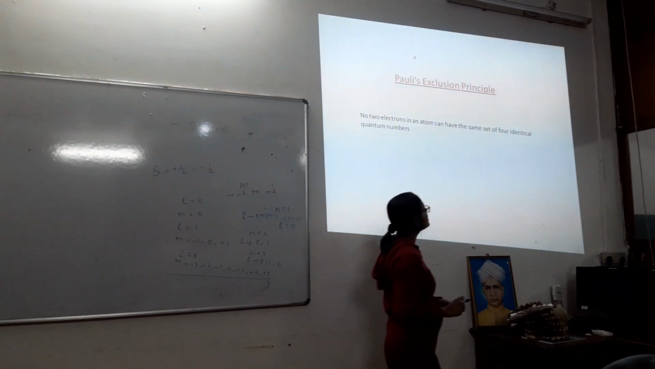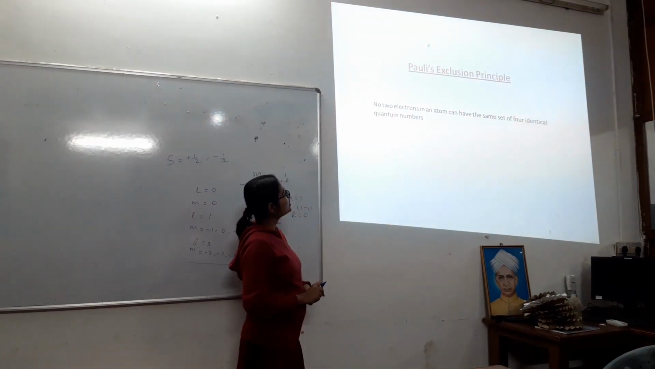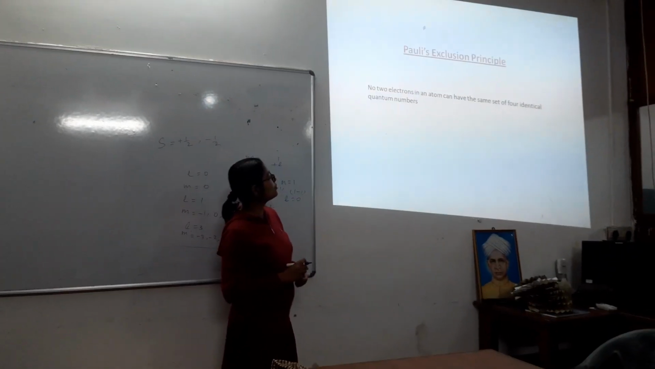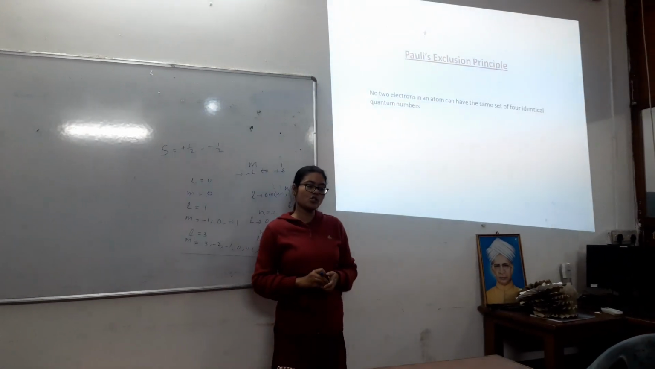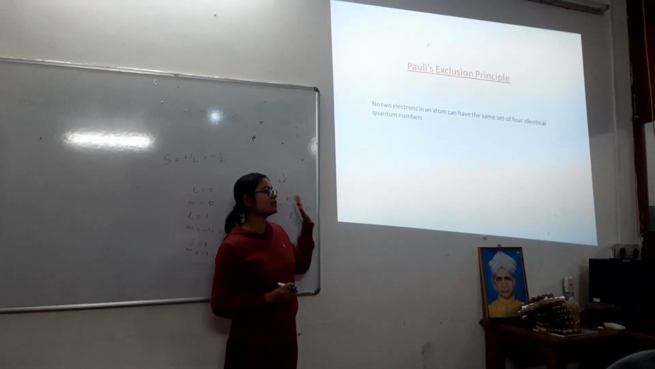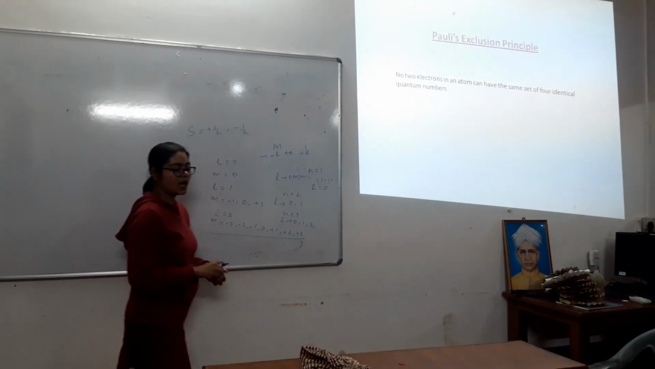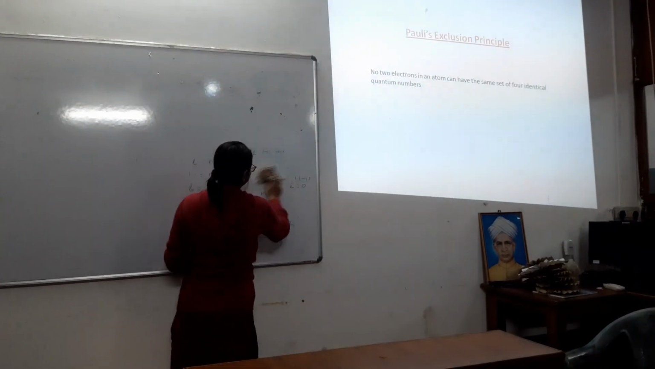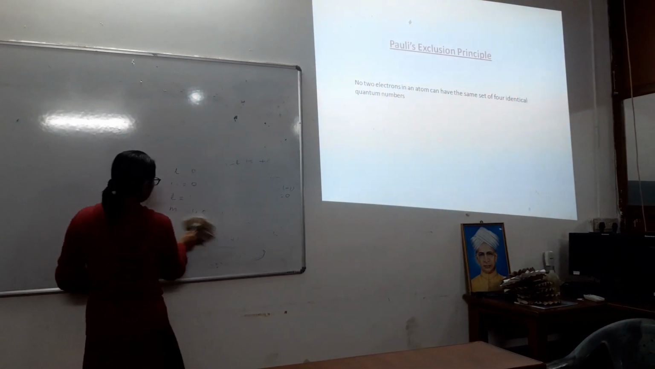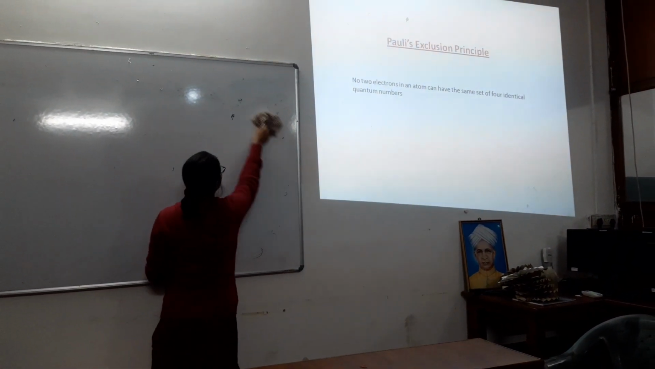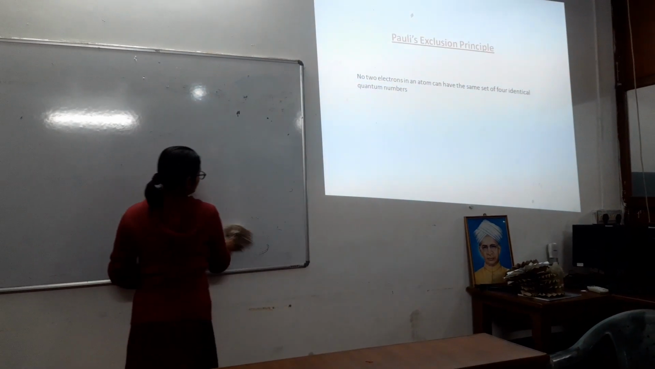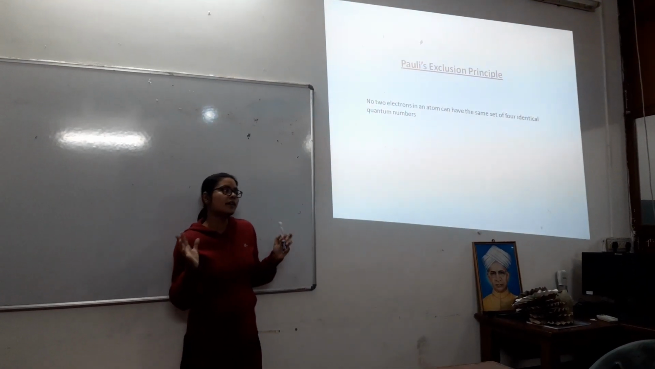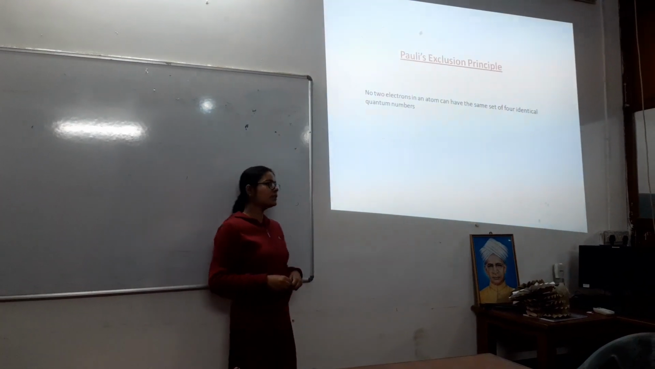This is Pauli's exclusion principle. Pauli's exclusion principle says that no two electrons in an atom can have the same set of four identical quantum numbers. So we can prove this with these values. How can we prove Pauli's exclusion principle? Let's take an example. Is it possible that two electrons have four identical quantum numbers? Is it possible or not?